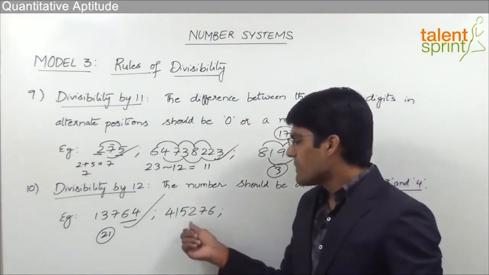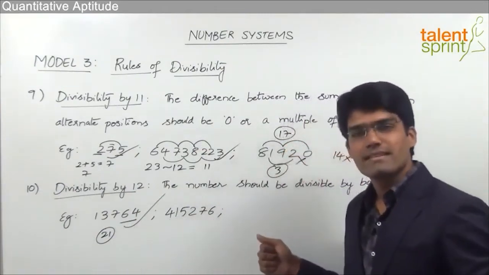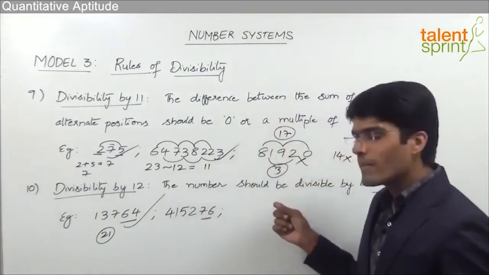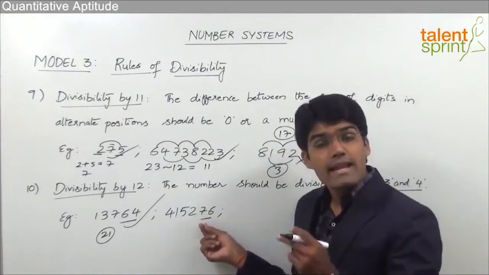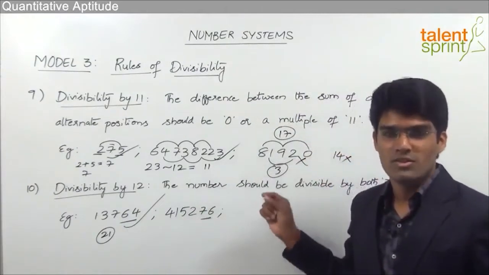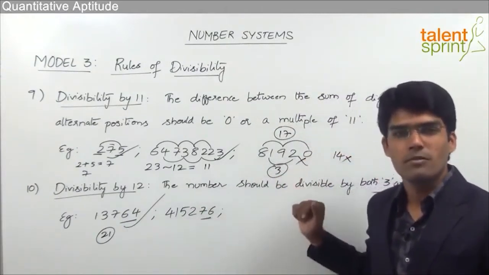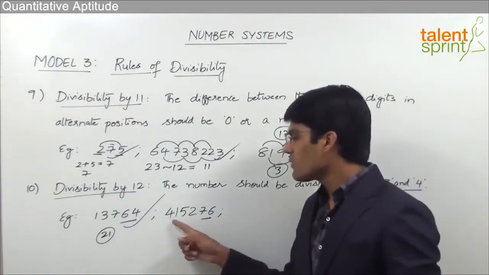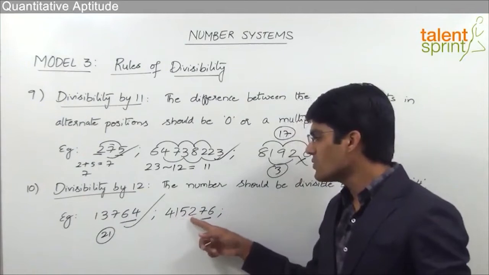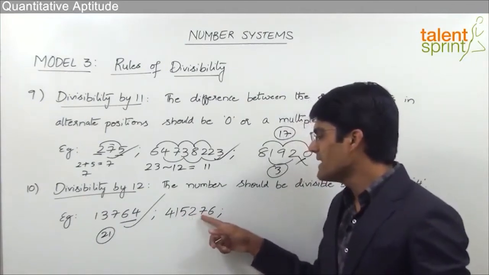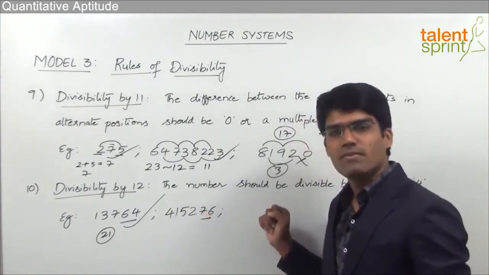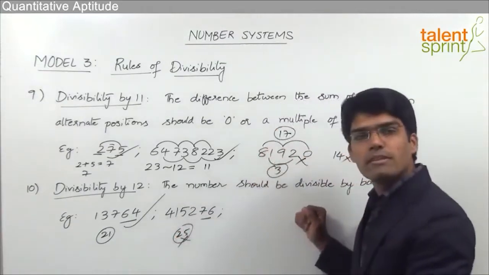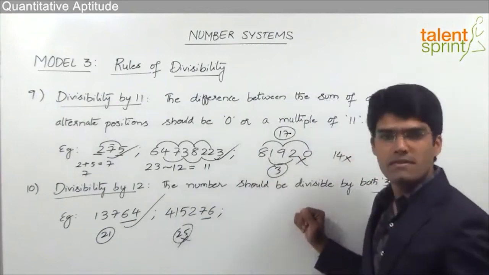Let us now take one more example. 415276. Here the last two digits are 7 and 6. So the number formed by the last two digits is 76. And 76 is a multiple of 4. So this number is divisible by 4. Let us see, is it divisible by 3 or not. 4 plus 1, 5 plus 5, 10 plus 2, 12 plus 7, 19 plus 6 is 25. So the sum of the digits here is 25, and 25 is not a multiple of 3. Hence, this number is not divisible by 3.